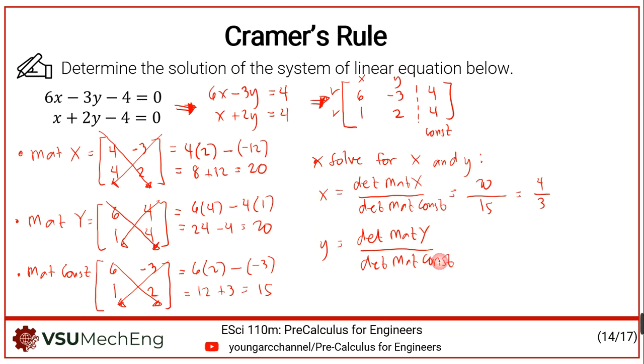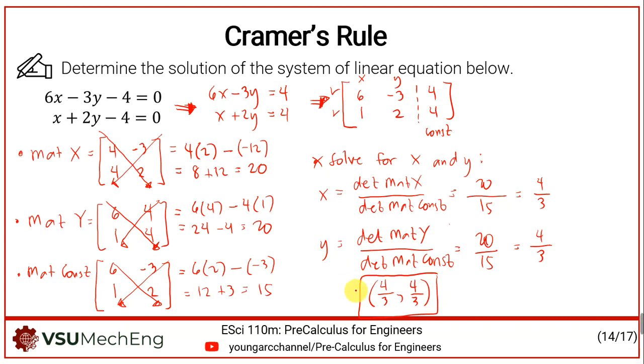Okay, so for the determinant of y, that's 20. That's 20 over 15, or in lowest terms 4/3. So therefore, the solution of our system of linear equations consists of only one ordered pair, with values 4/3 for x and 4/3 for y. So we have the same values for both x and y.